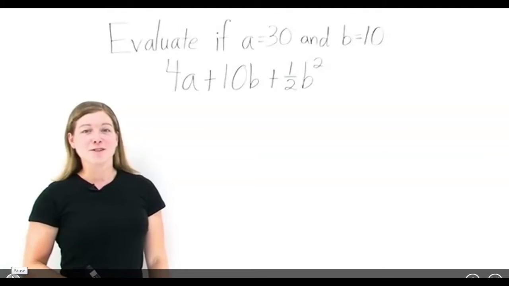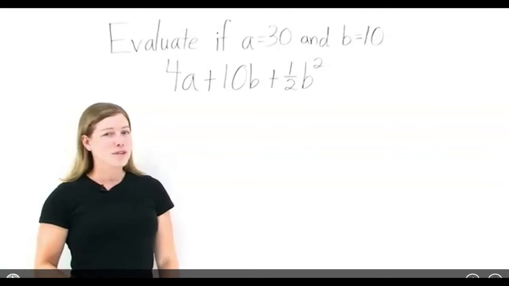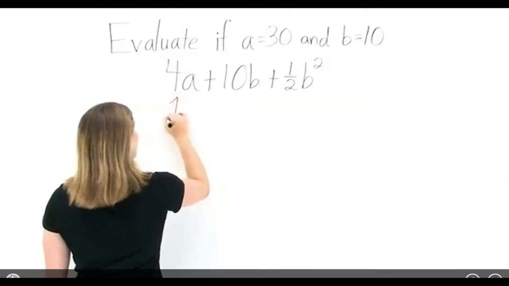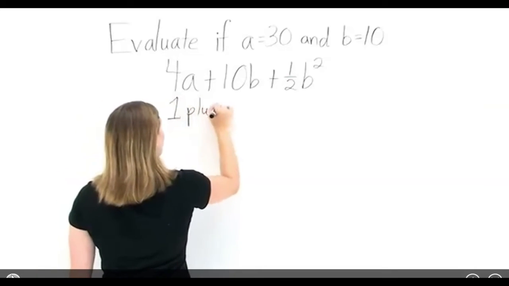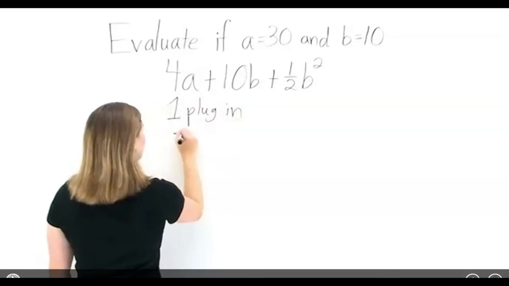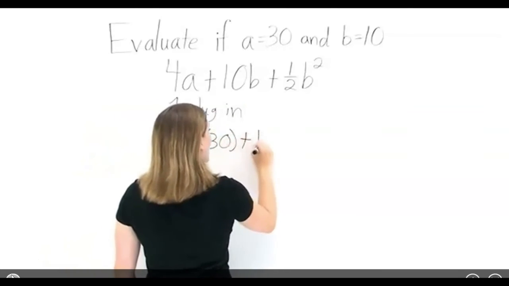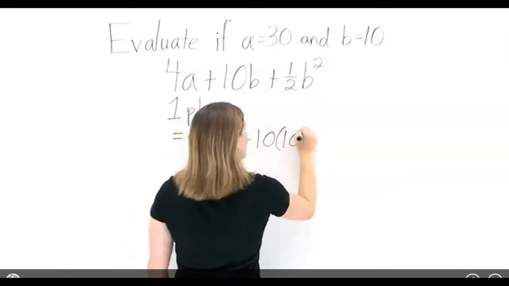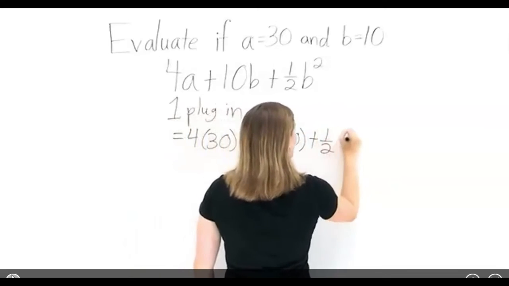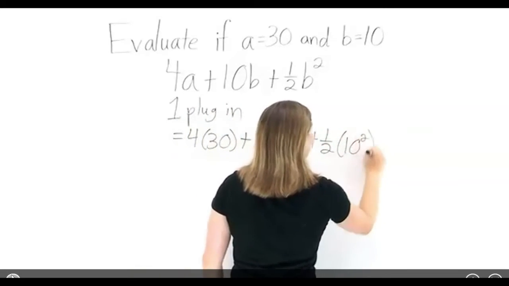Evaluating expressions when A equals 30 and B equals 10. Since we're going to be given values for A and B, our first step is going to be plugging these values into our given expression. So, anywhere you see an A, write 30, and anywhere you see a B, write 10. That way, all you have left is numbers in your expression.